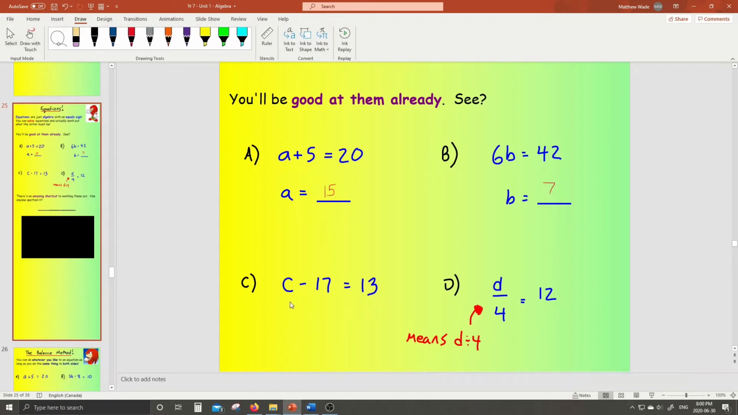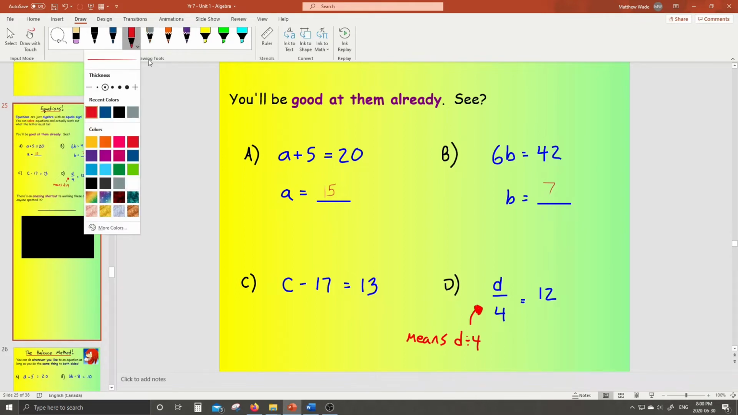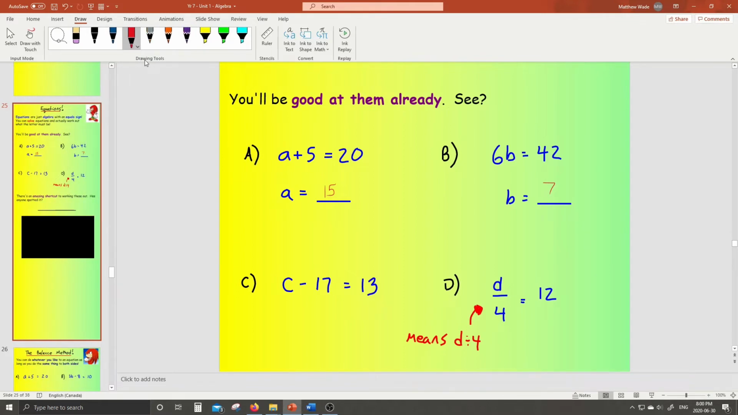Bit trickier now. It's like, what number take away 17 makes 13? Now that's funny. So you kind of got to work backwards. You're like, right, what number do I have to start with, take away 17 from it? How would you work that out? Is it about 17 plus 13? So what's that going to be then? Is it going to be 30? That's right. So that's what we got there.